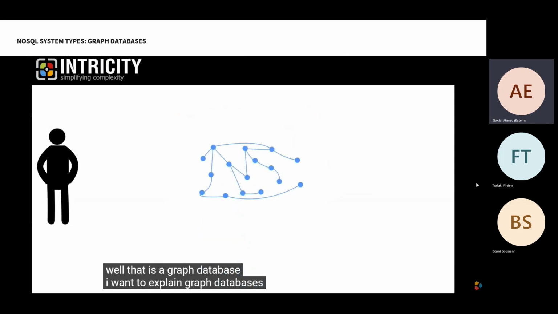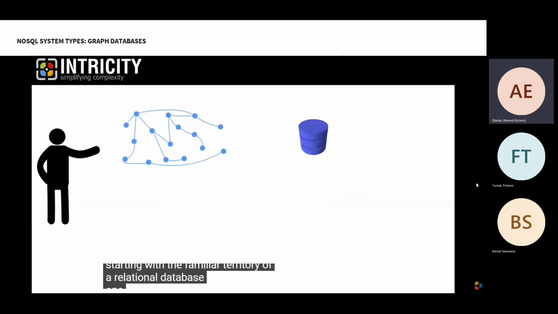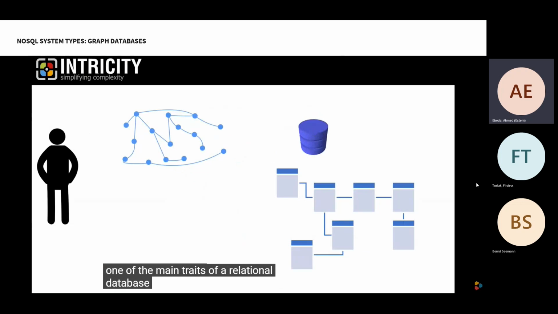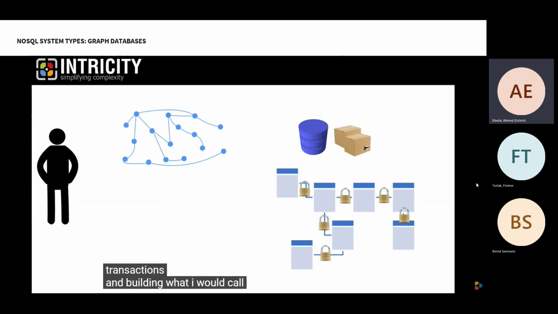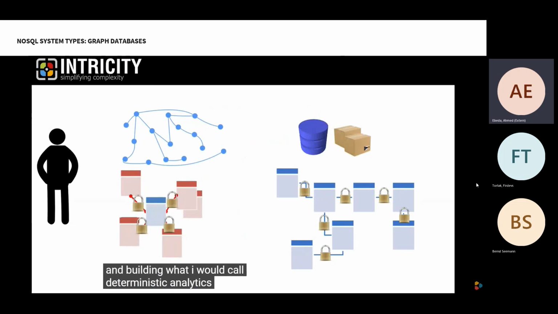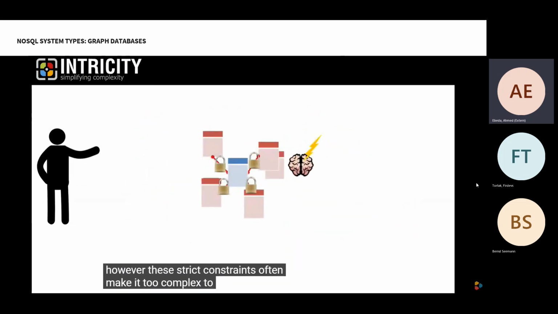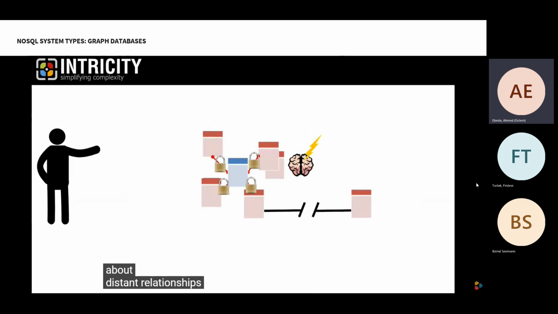I want to explain graph databases by starting with the familiar territory of a relational database. One of the main traits of a relational database is the constraining nature of its relationships, and that makes it ideal for processing transactions and building what I would call deterministic analytics. However, these strict constraints often make it too complex to answer questions about distant relationships.